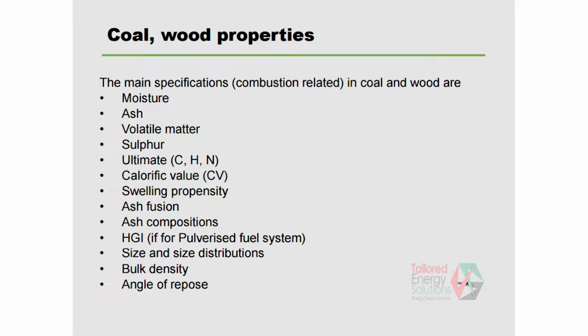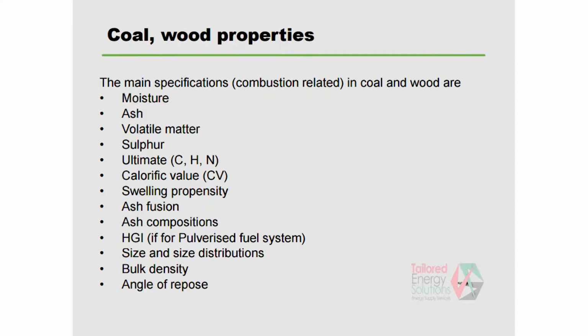HGI probably is not very useful for everybody anyway. That's the Hardgrove Grindability Index. It is more likely used to evaluate the coal, how it breaks down. Good for pulverized fuel systems. Size and size distribution: we need to have a decent size for the stoker type of boilers. And bulk density, angle of repose. People forget that. What does that mean?